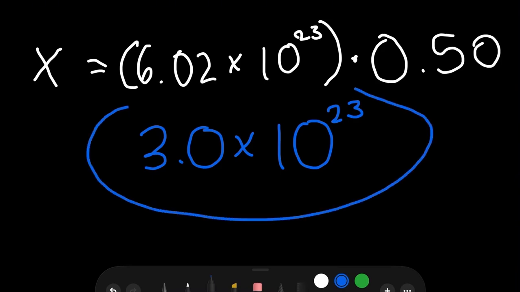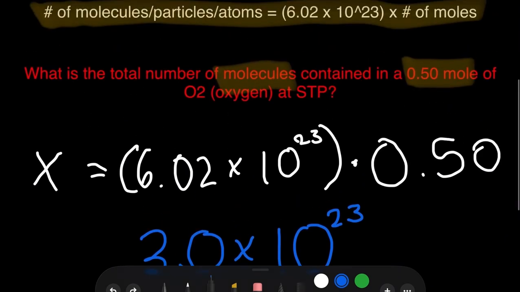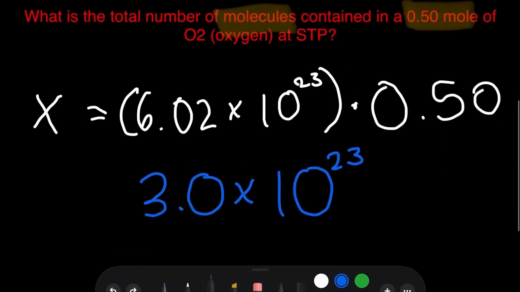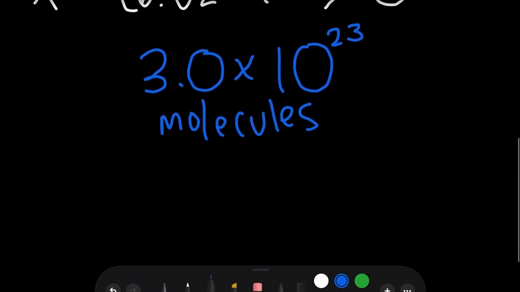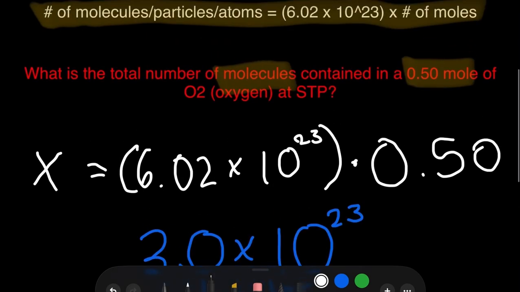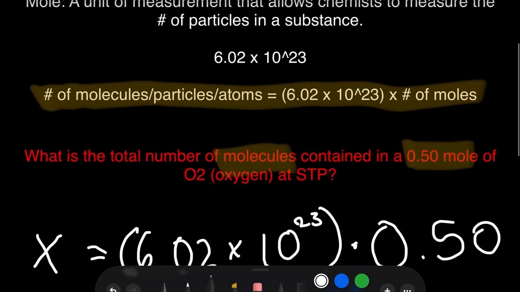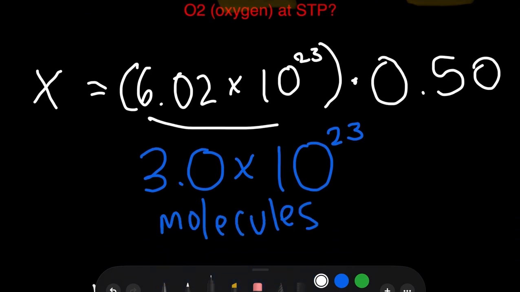What this number right here represents is the total number of molecules contained in a 0.50 mole of oxygen at STP. So you could just say molecules. So what we basically did here is we went from moles to molecules or atoms or particles. And that's basically how you figure out the number of particles in a substance using Avogadro's constant.